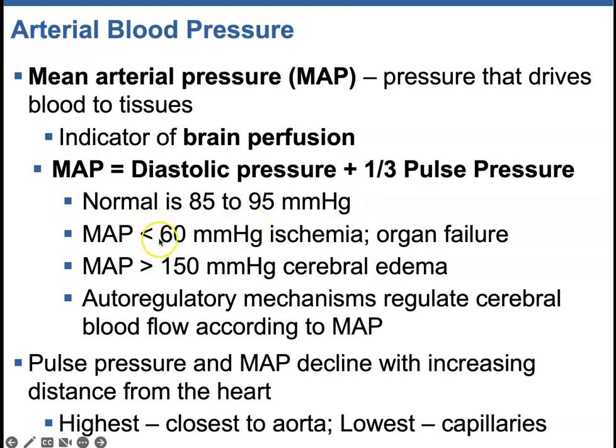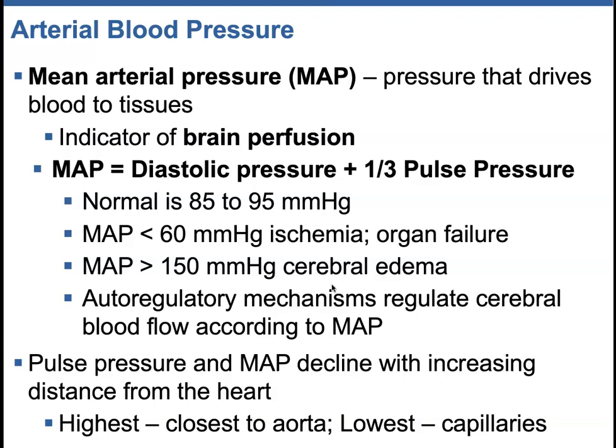If you have a MAP that's less than 60, and this is a huge, super important number, right, your brain is going to suffer, all right? Ischemia, organ failure. This is when you can start going into that issue. So you want your MAP to be greater than 60 in order for your brain to be properly perfused. A MAP that's too high, greater than 150, this is now going to cause cerebral edema.